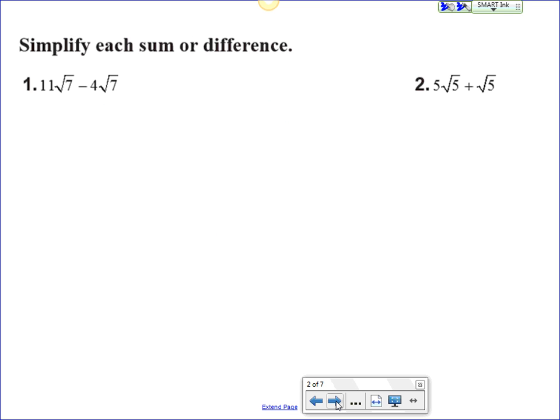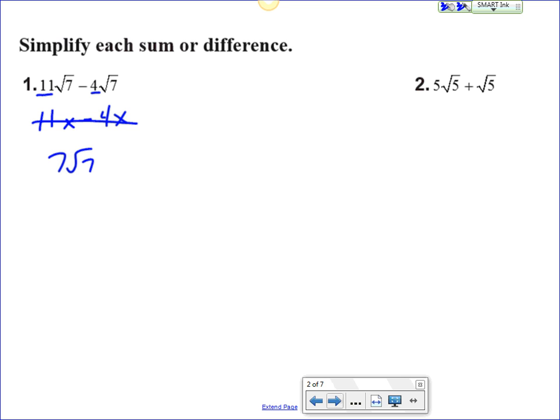Well, first of all, we're going to be able to take the sum and difference of a radical expression. So for instance, on this first one, if we got 11 root 7 minus 4 root 7, we simply subtract the coefficients out front. Very similar to if I had 11x minus 4x, I would get a 7x. So here I'm going to get a 7 root 7.